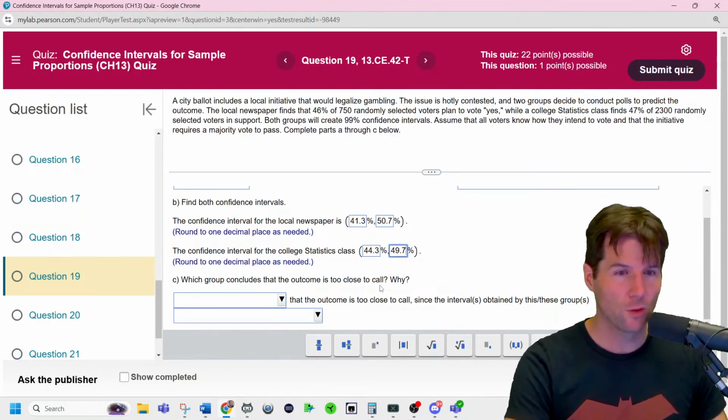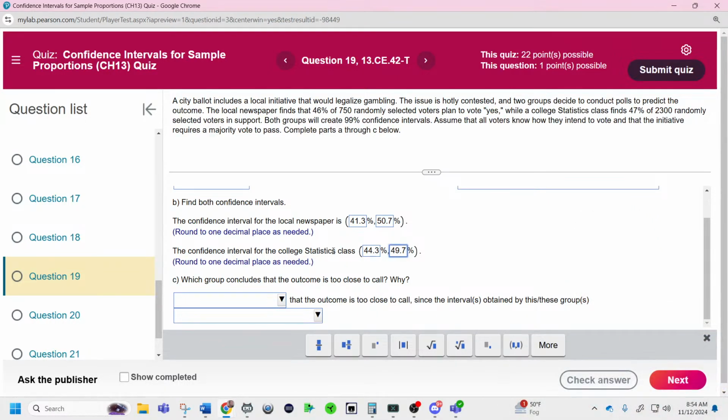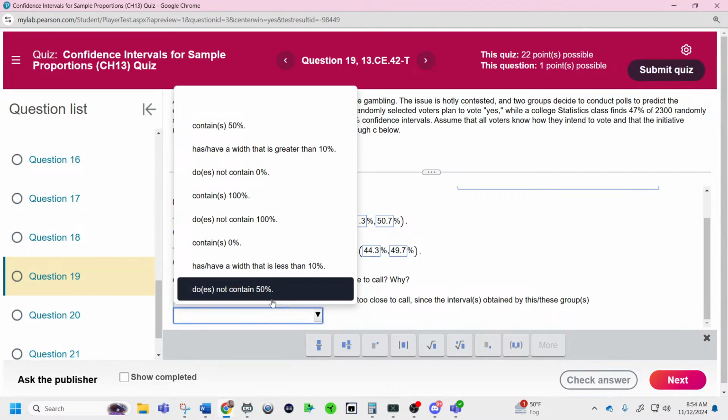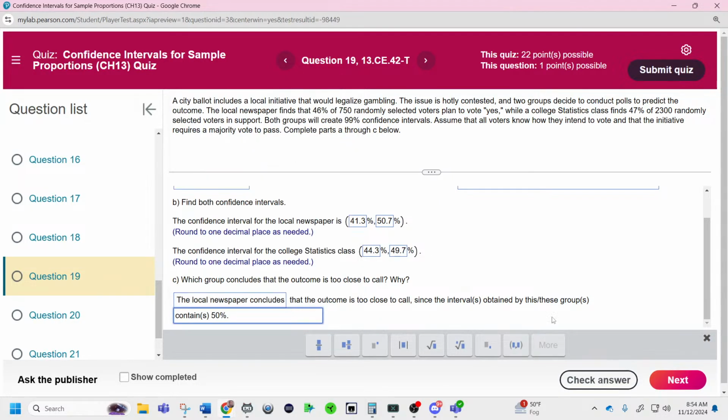So when a group is too close to call, if someone will win the election, it contains 50% of the interval. So which group would be too close to call? The local newspaper is too close to call. The local newspaper concludes it's too close to call since the interval does contain 50%. So it contains 50%. We should be good.